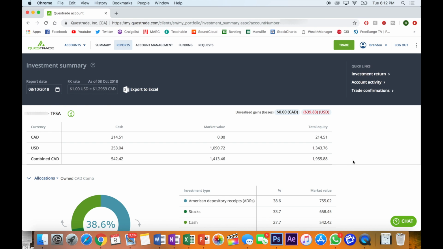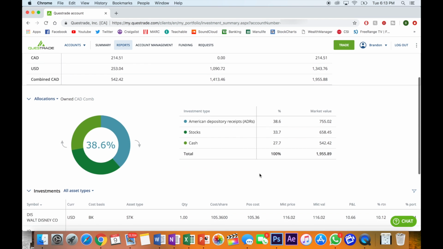Again, right here in the middle, we do have a breakdown of the cash in the portfolio, the market value, and the total equity. This view does show us a breakdown between Canadian dollars and US dollars. And at the bottom here, it does show us the combined value all in Canadian dollars.